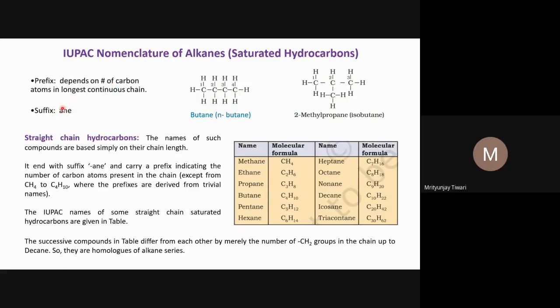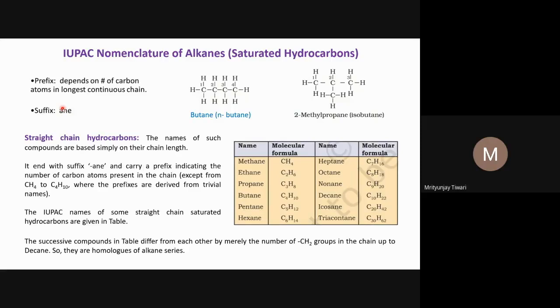So all kinds of saturated hydrocarbons will have the common suffix ane. All the saturated hydrocarbons, their IUPAC names will end in ane. So it is methane, ethane, propane, butane, pentane, hexane, heptane, octane, nonane, decane, undecane, dodecane. As you can see, the name ends in ane. This means that this organic compound, this hydrocarbon, is a saturated hydrocarbon.